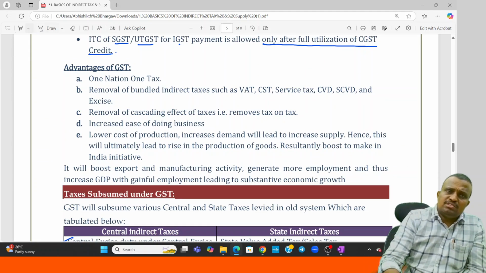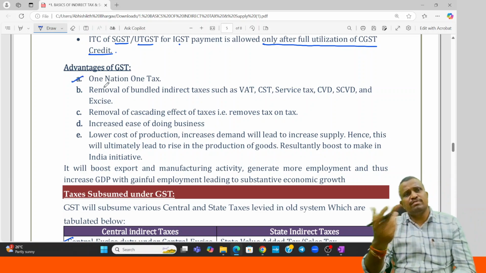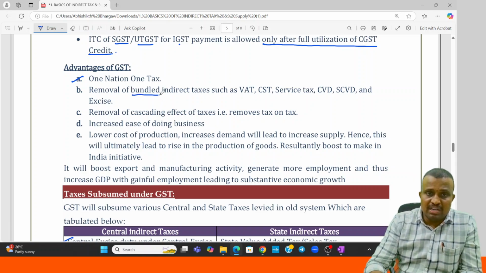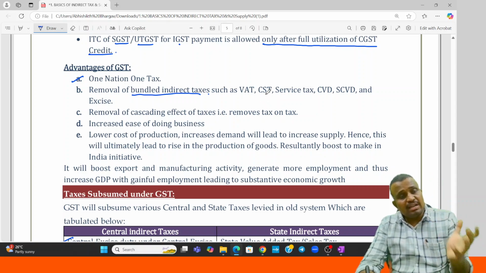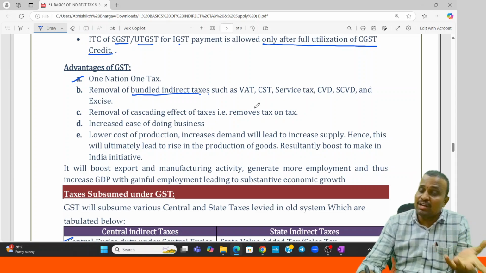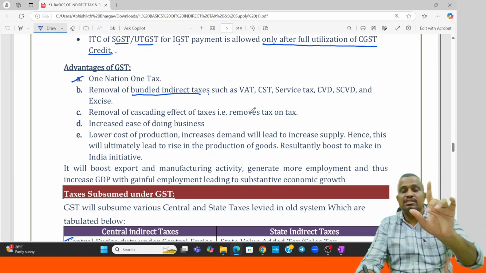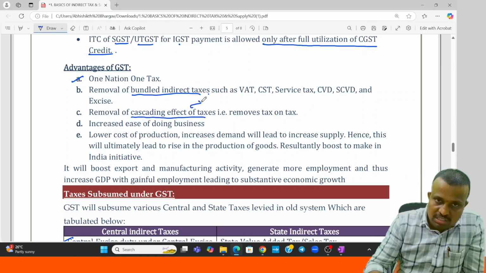Now the advantages of GST: one nation, one tax, because the majority of indirect taxes are subsumed under the purview of GST. The bundle of indirect taxes like VAT, CST, excise duty, service tax, countervailing duty, special countervailing duty, entry tax, luxury tax, betting tax, advertisement tax, octroi, etc. are all removed and subsumed under one tax called GST. The cascading effect is removed by using the concept of ITC.